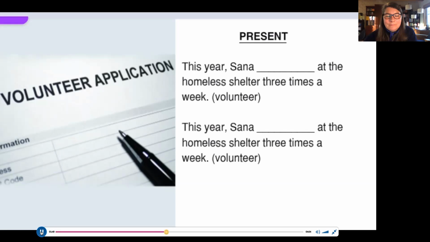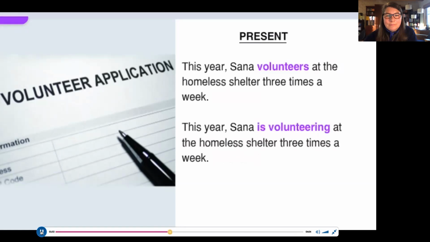Now listen to the sentences. This year, Sana volunteers at the homeless shelter 3 times a week. This year, Sana is volunteering at the homeless shelter 3 times a week. Okay, so the reason I said present perfect is because this year can mean from 11 months ago up till now, present perfect, or it can mean present, and I just didn't see this right now.